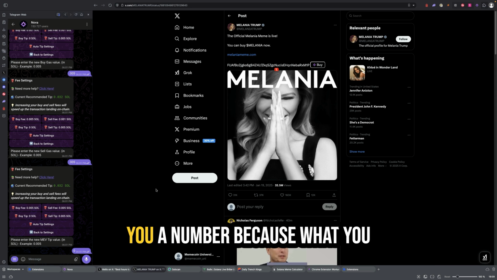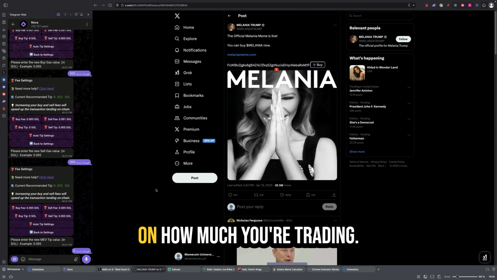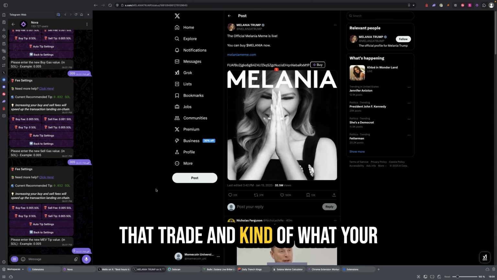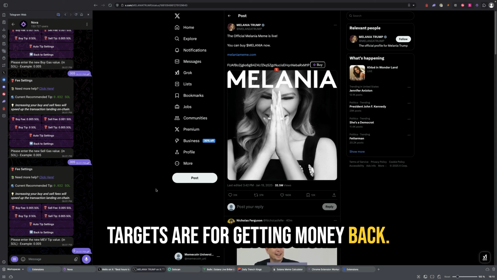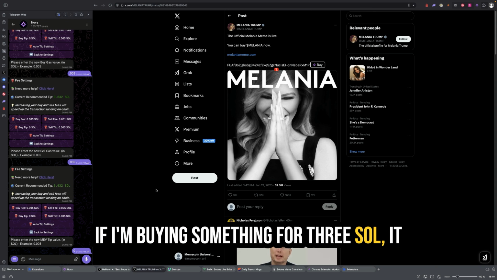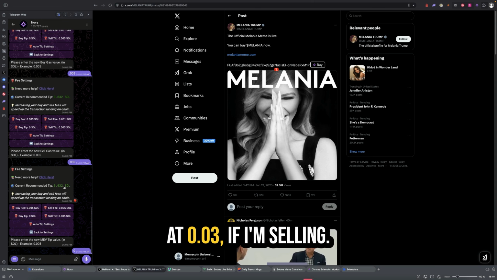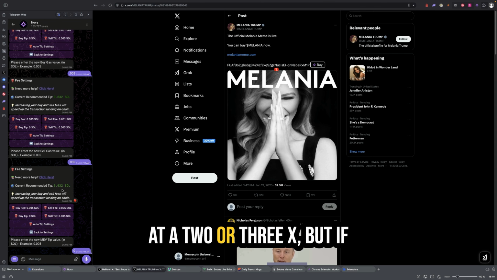I'm not going to be able to give you a number, because what you should set it on should be based on how much you're trading, how important it is that you land that trade, and what your targets are for getting money back. If I'm buying something for 3 Sol, it does not bother me to use the auto tip that's recommended at 0.03 if I'm selling at a 2 or 3x.